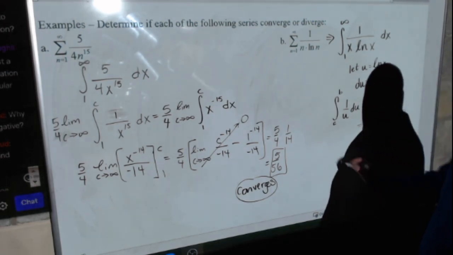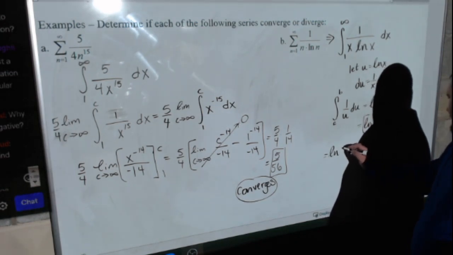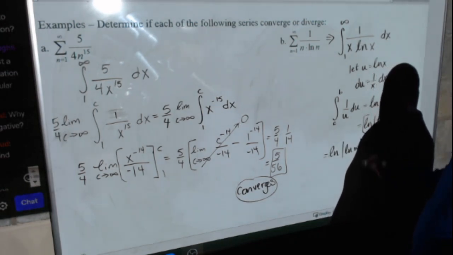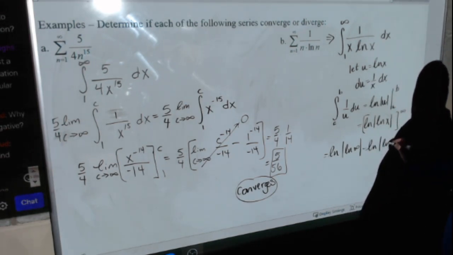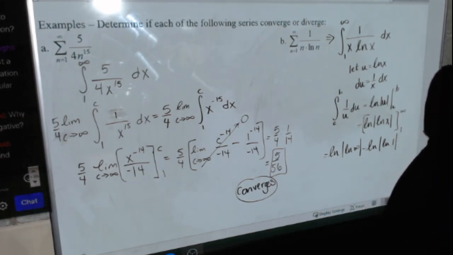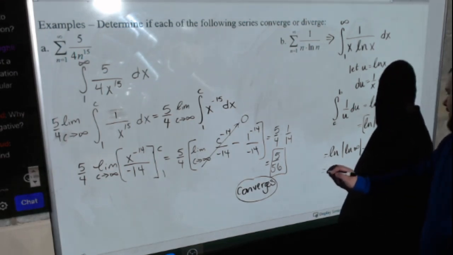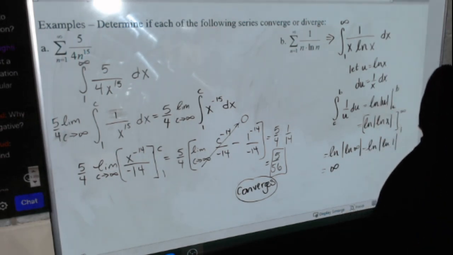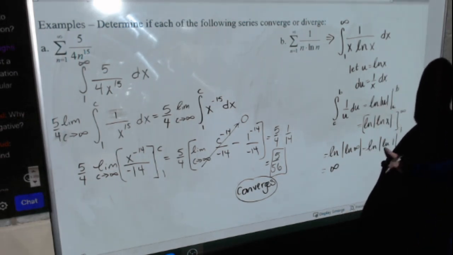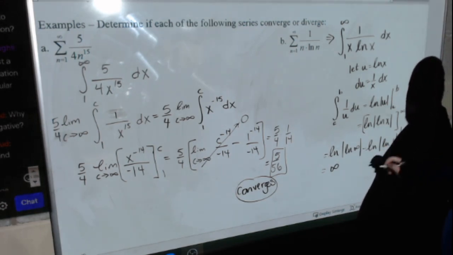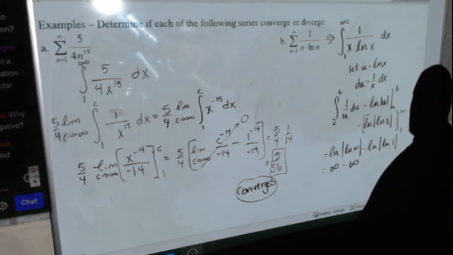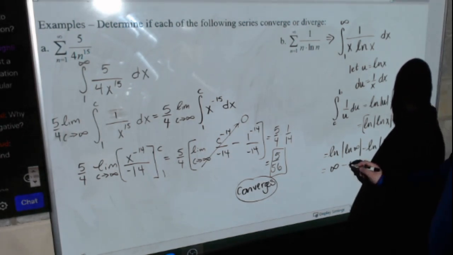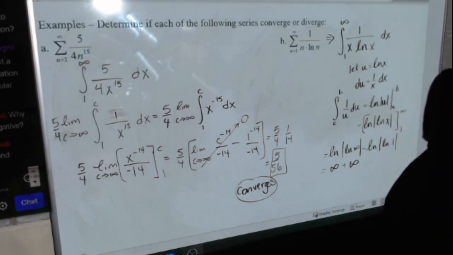So this would be natural log of the natural log of infinity minus the natural log of the natural log of 1. This is infinity. And natural log of 1 is 0. Natural log of 0 is technically undefined. It's really heading towards negative infinity.